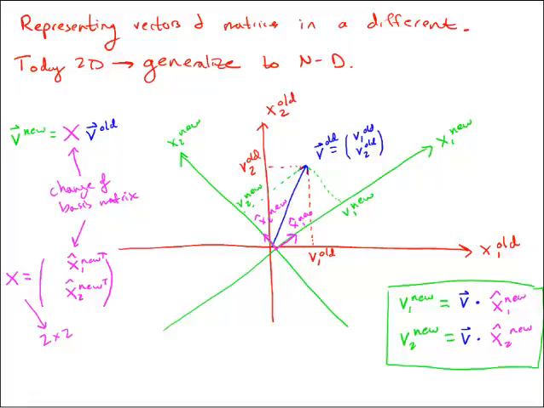So let's go through an example. We'll draw out our original x1 old as one axis and x2 old as the other, and let's draw the vector. So v old will be how about 1, 4. So it goes over 1 and up. That's 1 and that's 4. Not perfectly proportioned, but that's okay.